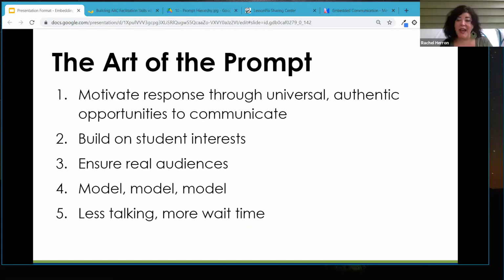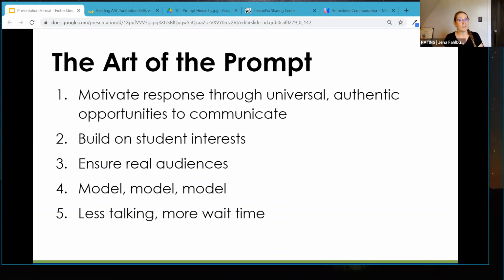All right, so I know that we have about 9 minutes left, so we're going to carry just a little bit more content, and then we'll open it up for questions. Perfect. I just want to bring to your attention the art of the prompt, because when we are trying to get our students with the most significant disabilities to communicate, we have to be artful in the way that we're prompting them.